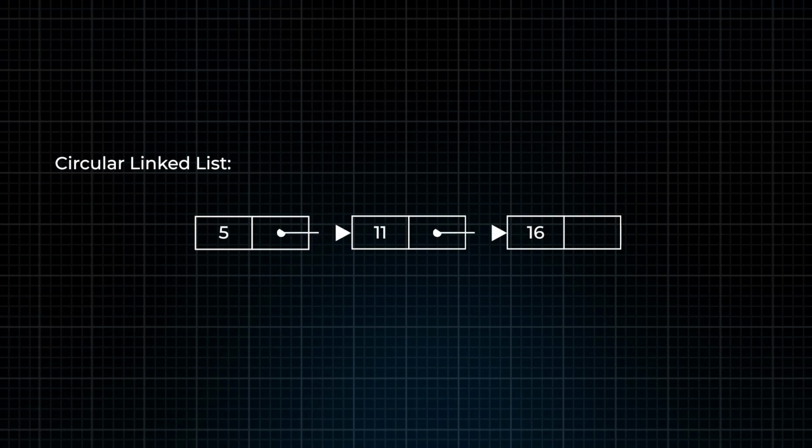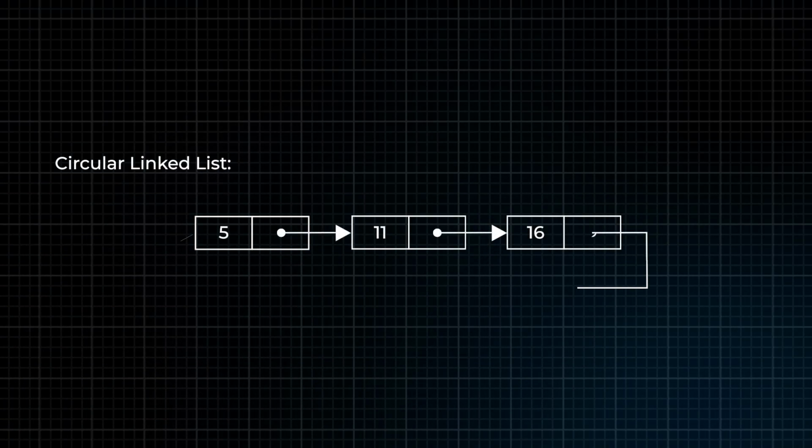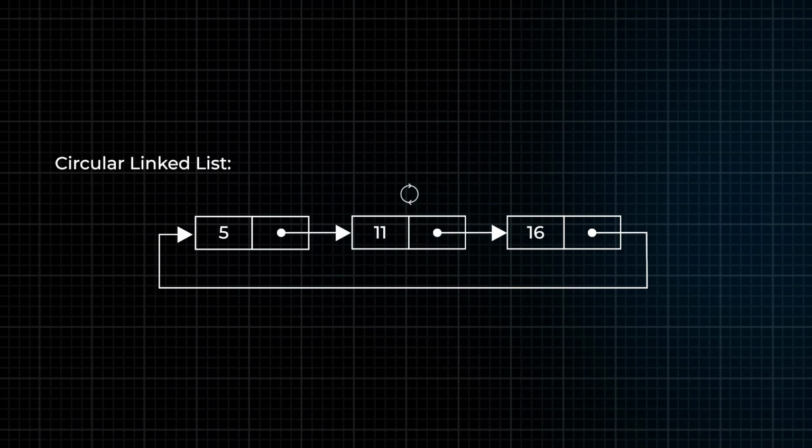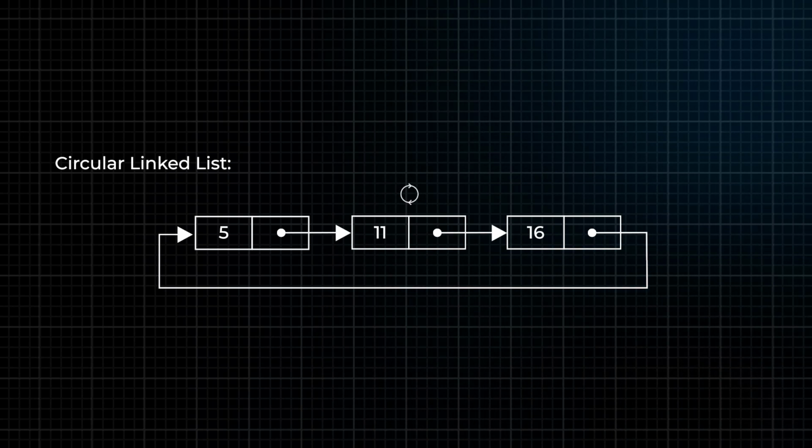The last node's next pointer points back to the first node, forming a circular structure. There is no end of the list in the traditional sense, as traversal can cycle continuously through the list. Traversal can start from any node in the list and continue until the starting node is encountered again.